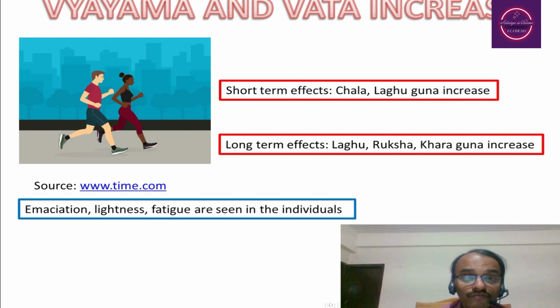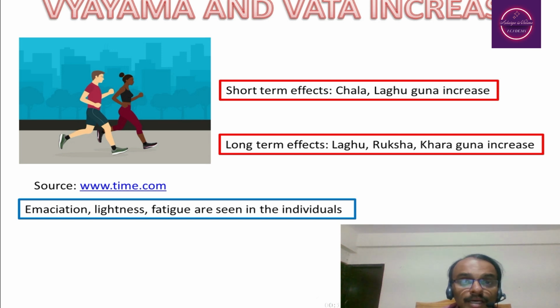Next regarding the vyayama and vata increase. If you look into vyayama, or what we can say is exercise, when a person is doing exercise, two types of effects are possible: short term effects and long term effects. Short term effects will be observed in the form of increase of chalaguna in the body. For example, the person will be breathing more and more.